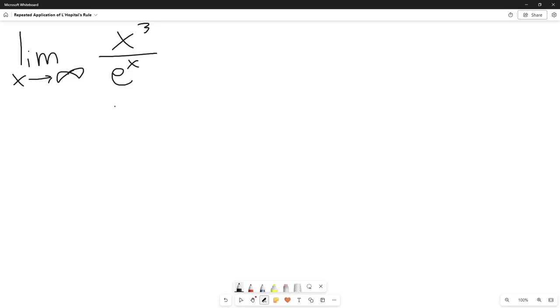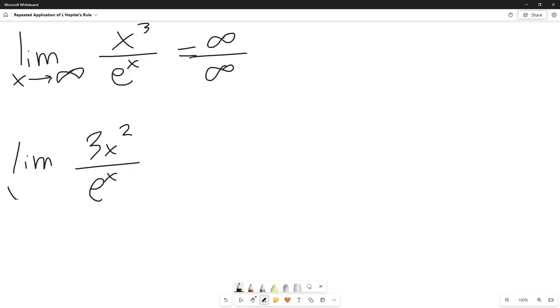And since it's a fraction, if we plug in infinity and we get infinity over infinity, this is an indeterminate form, which means we can use L'Hopital's rule. So let's try to do that. The derivative of x cubed is 3x squared, and the derivative of e to the x is still e to the x. And we're taking the limit as x approaches infinity.